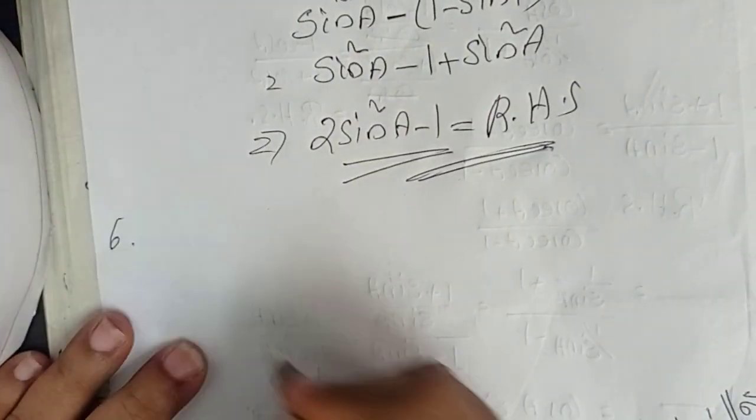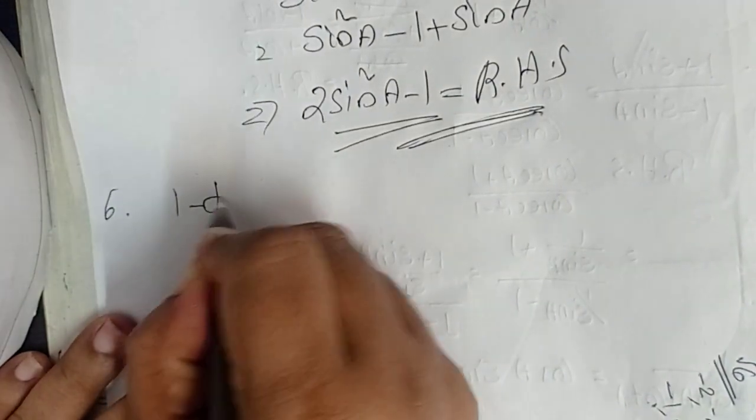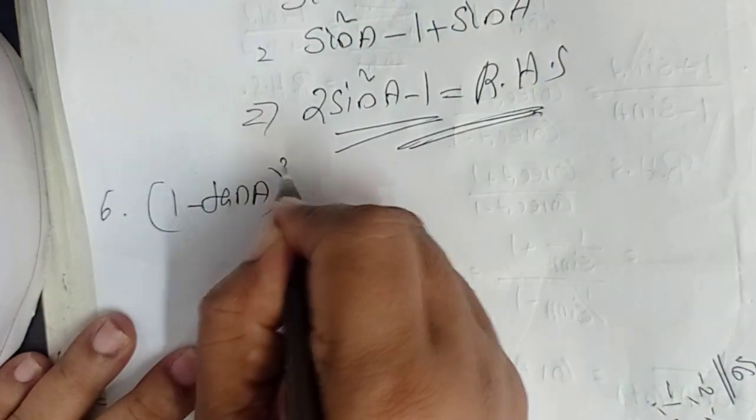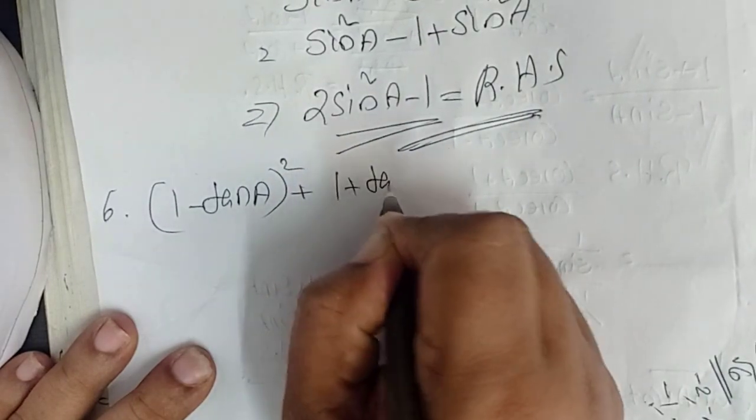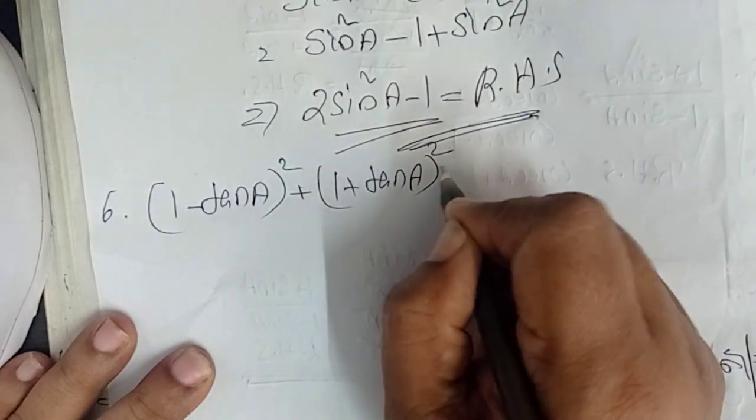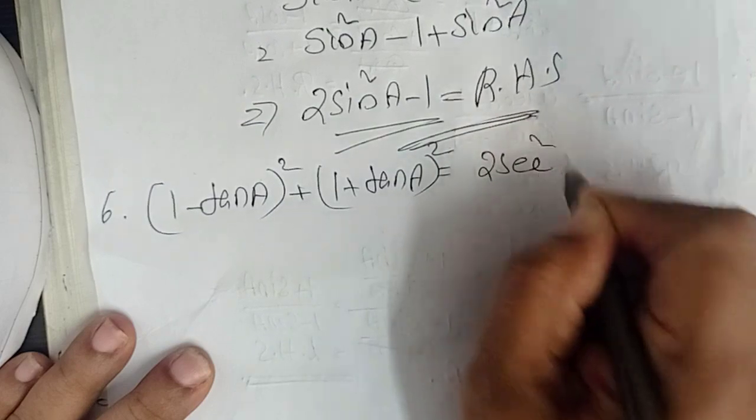Then sixth problem. (1 minus tan A) the whole square plus (1 plus tan A) the whole square equal to 2 sec square A.